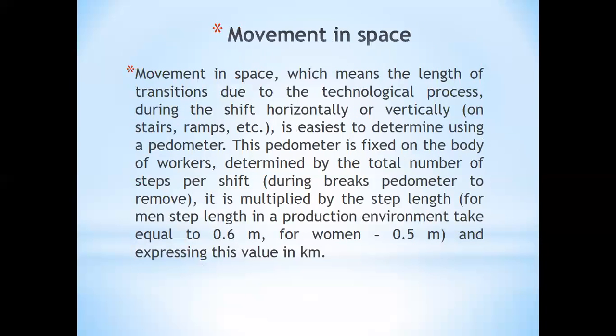The next one, movement in space. Movement in space, which means the length of transitions due to the technological process during the shift horizontally or vertically, is easiest to determine using a pedometer. This device is fixed on the body of workers, determining the total number of steps per shift. It is multiplied by the step length. For men, step length in a production environment is taken equal to 0.6 meters. For women, 0.5 meters, and this value is expressed in kilometers.